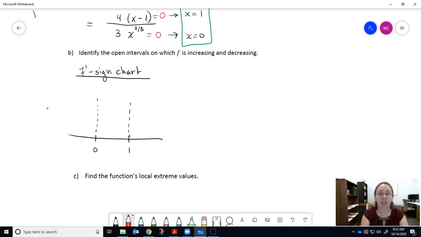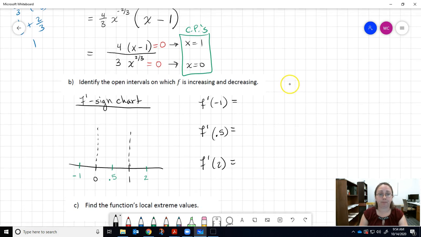I want to know what's happening in each of the other sections. So let's pick a point to the left, in the middle, and to the right. We're going to test and see what the derivative is doing there. Let's see, to the left of 0, we can pick -1. Don't pick crazy numbers if you don't have to. In between 0 and 1, well, we got to do a decimal, so let's try 0.5. And to the right, we'll try 2. When you're doing a first derivative sign chart, you plug your test points into your first derivative. So first derivative at -1, at 0.5, and at 2. Remember, all you want is the sign. You don't actually need the value, you just need the sign.